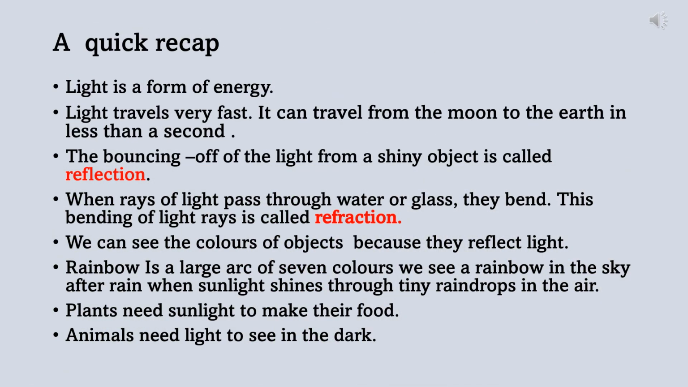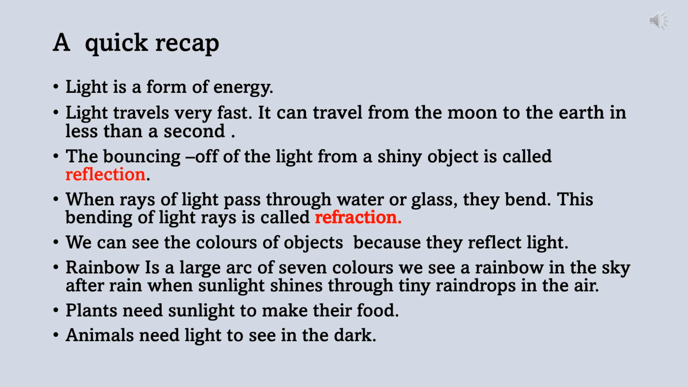Dear students, it's time for a quick recap. We have learned today that light is a form of energy, and light travels very fast. It can travel from the moon to the earth in less than a second. What is reflection? The bouncing off of light from a shiny object is called reflection. When rays of light pass through water or glass, they bend. This bending of light rays is called refraction.